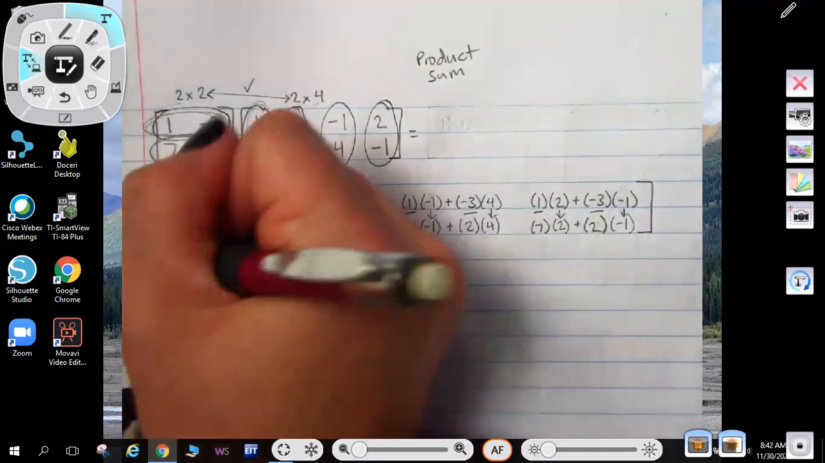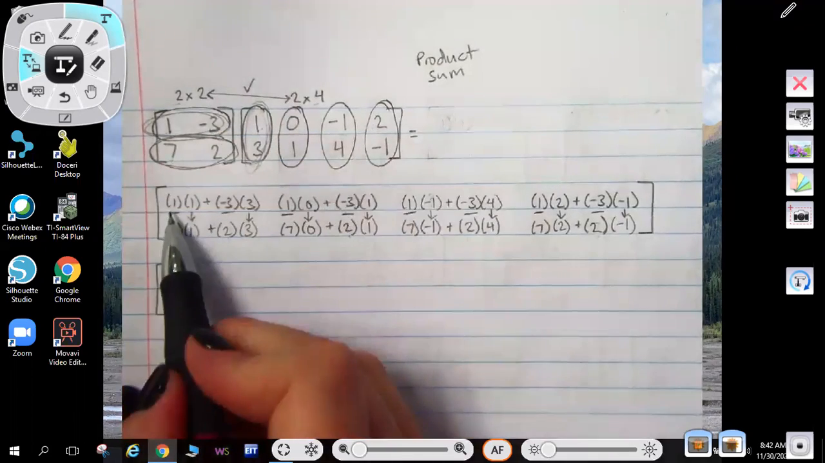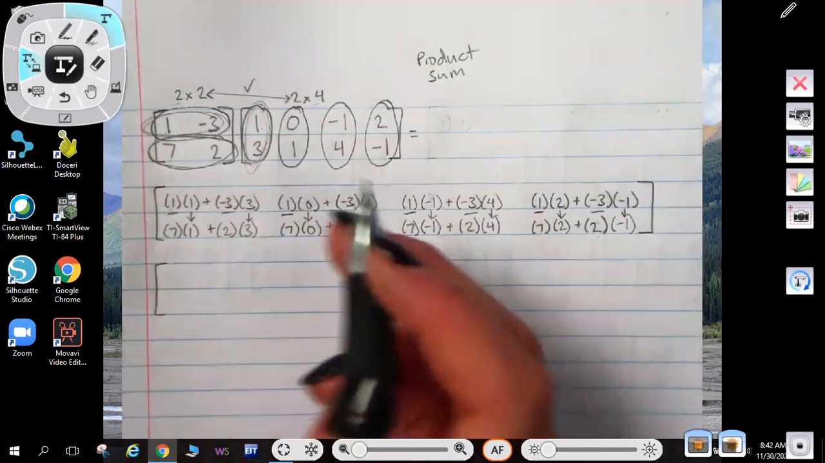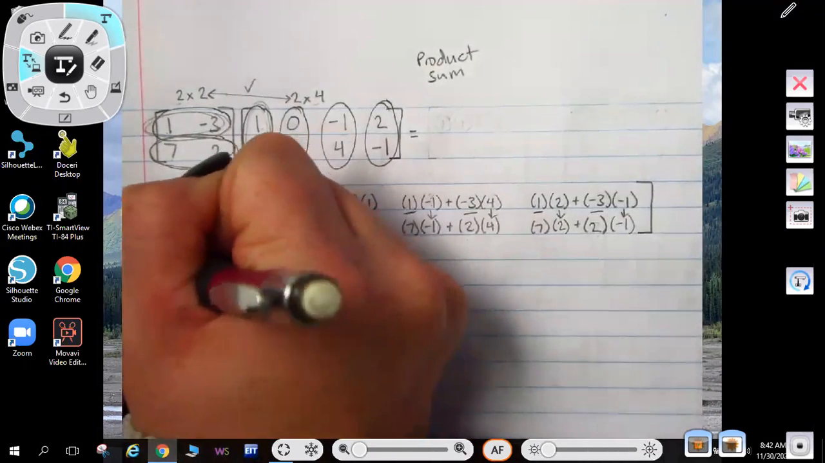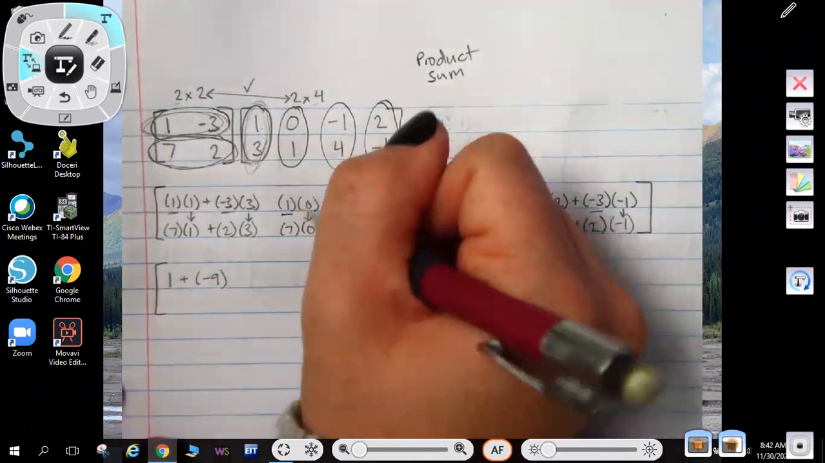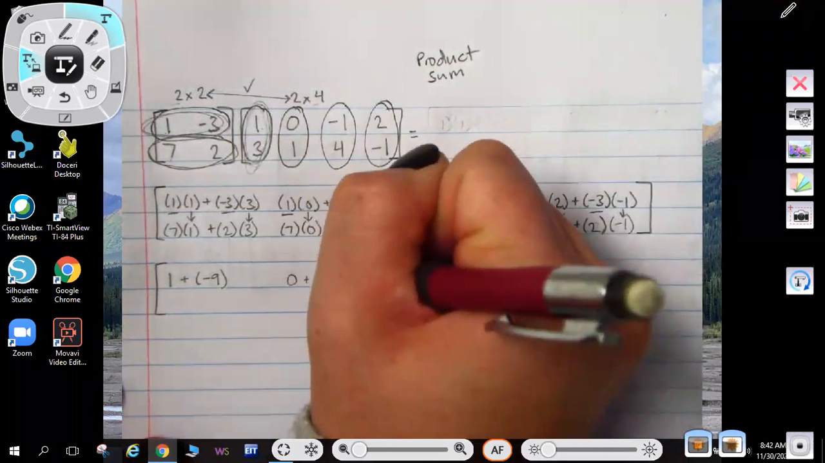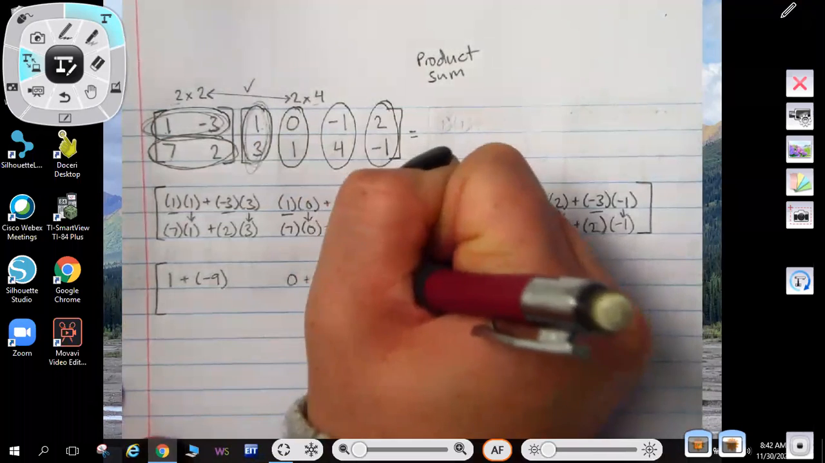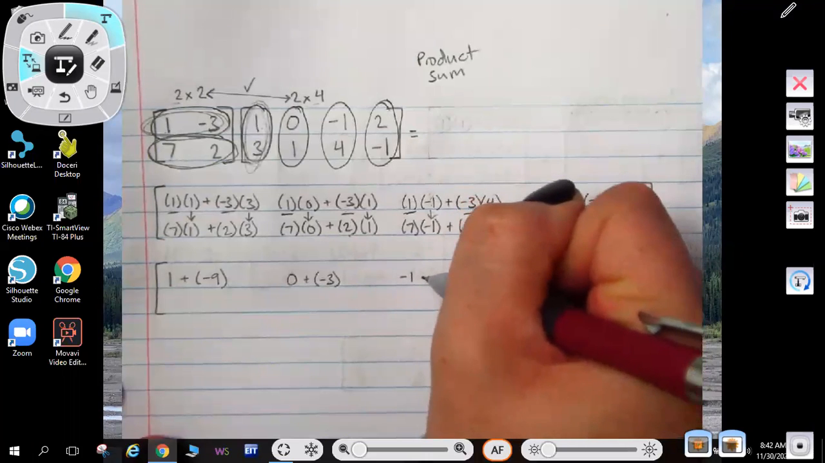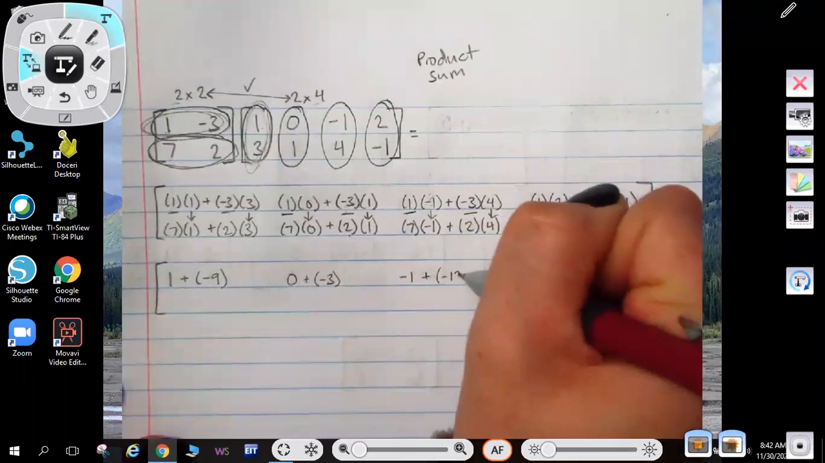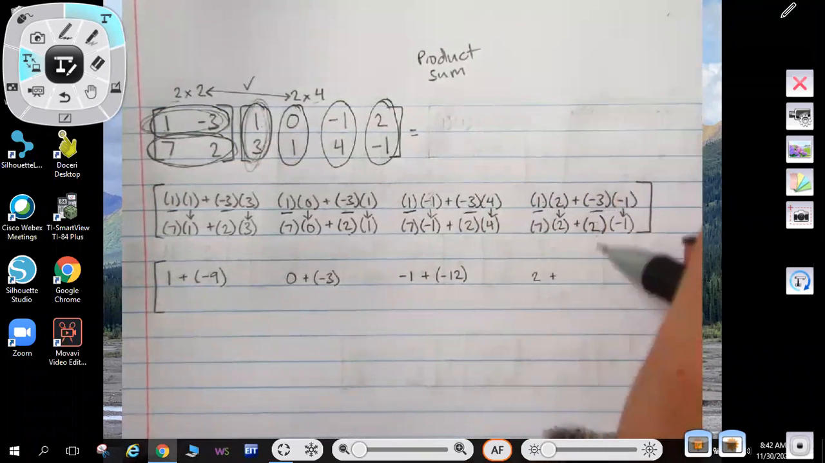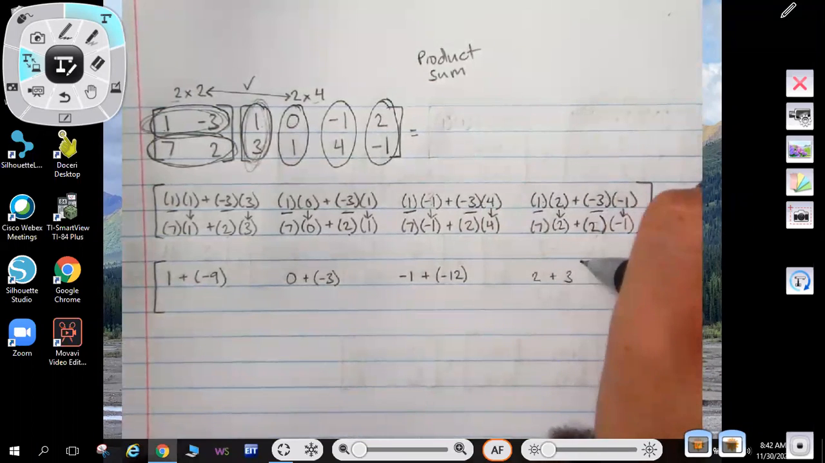Okay, then all that's left to do is do that math. 1 times 1 is 1, -3 times 3 is -9. Let's go ahead and just take that step by step. So we've got 1 plus -9. 1 times 0 is 0. -3 times 1 is -3. 1 times -1 is -1, plus -3 times 4, which is -12. 1 times 2 is 2, plus -3 times -1, which is +3.